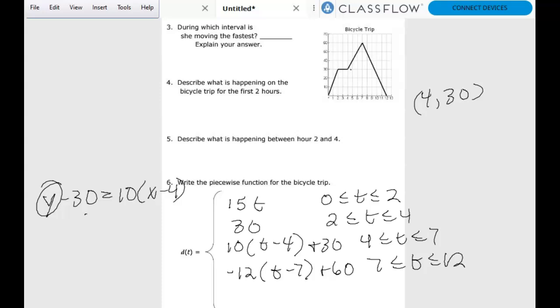So anytime you're doing this, y'all, you have to start with these. You can't answer any questions until you do this part. This is the part you have to do first. Okay? So now, I want to go back and look at number 3. It says, during which interval is she moving the fastest?